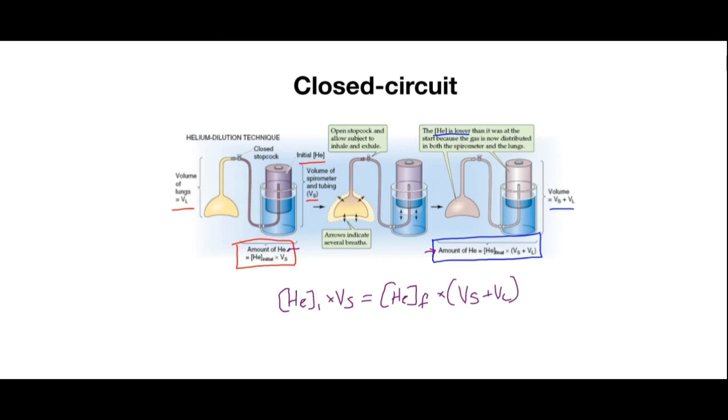the final helium times the spirometer volume plus the final helium times the volume of the lungs, so that when you subtract out the HE final times VS onto the other side, you're left with that divided by the final. You end up with this value here because you have HEF over HEF when you follow through on this. So I don't think it's necessary to memorize this equation.